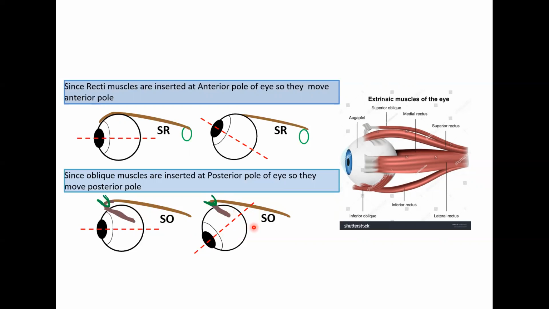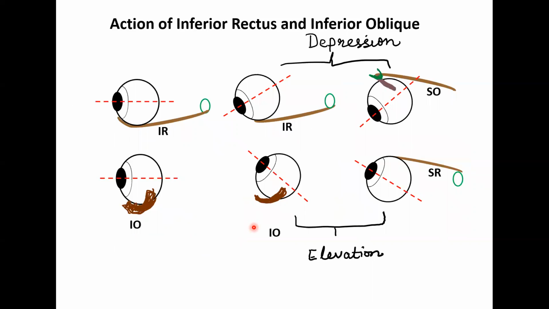Now, similarly, we can compare the actions of inferior rectus and inferior oblique. This is the inferior rectus inserted near the anterior pole, anterior to the equator. Whenever the inferior rectus contracts, it pulls this anterior pole downwards, and the movement it does is the depression of the eyeball. Now look at the second set of diagrams in which the action of the inferior oblique is shown. The inferior oblique muscle, which is present at the floor of the orbit, is inserted at the posterior pole. So whenever it contracts, it will pull the posterior pole downward, and the movement which you actually see is the elevation of the eyeball.